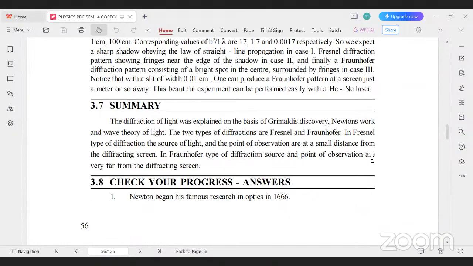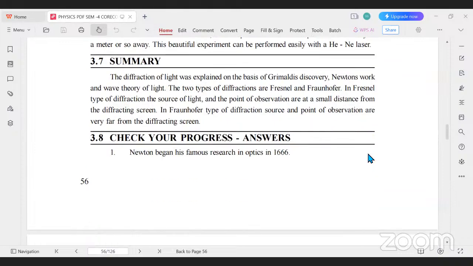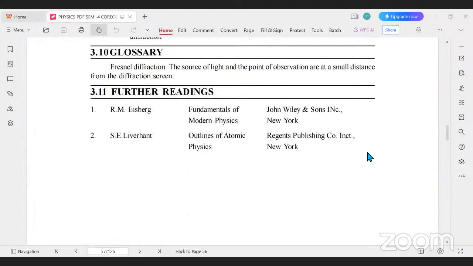So let us see the summary. What does the summary say? This diffraction of light was explained on the basis of Huygens' discovery, Newton's works, and the wave theory of light. The two types of diffraction are Fresnel and Fraunhofer. In Fresnel type of diffraction, the source of light and the point of observation are at a small distance from the diffracting screen. In Fraunhofer type of diffraction, source and point of observation are very far from the diffracting screen. So this is about Fresnel and Fraunhofer diffraction.